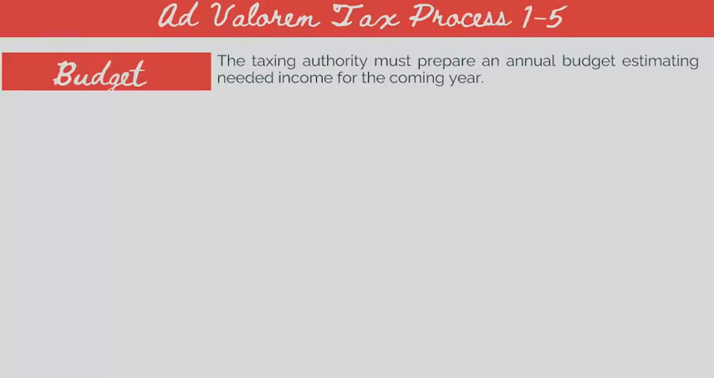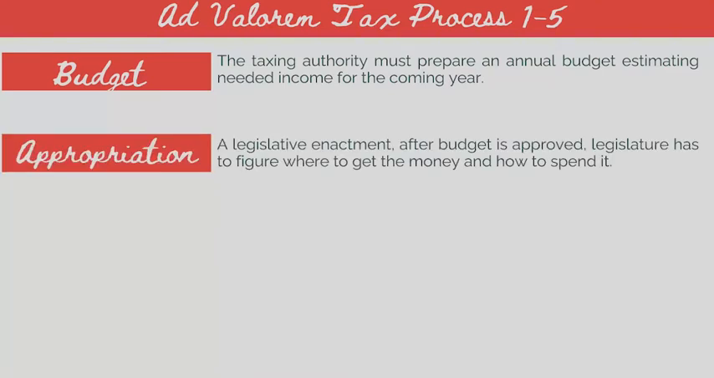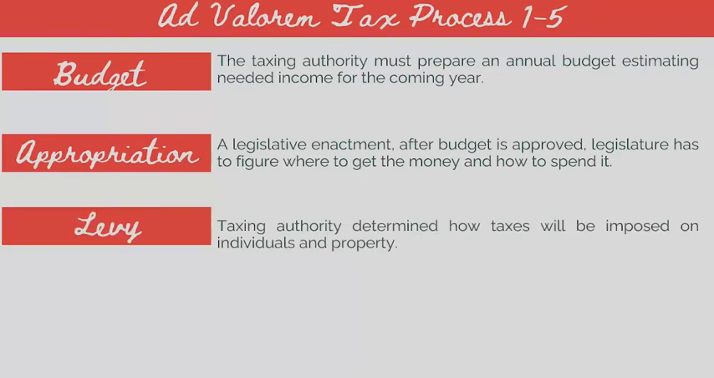Budget is the taxing authority that must prepare an annual budget estimating needed income for the coming year. Appropriation is a legislative enactment after budget is approved. Legislature has to figure where to get the money and how to spend it. Levy is a taxing authority determined how taxes will be imposed on individuals and property.